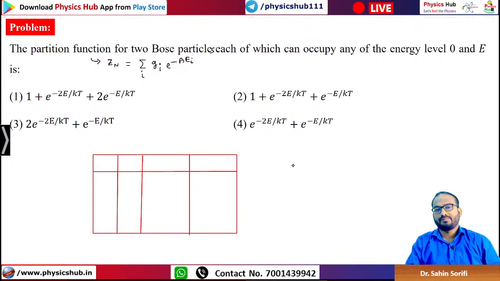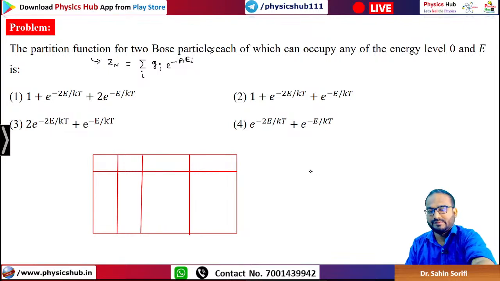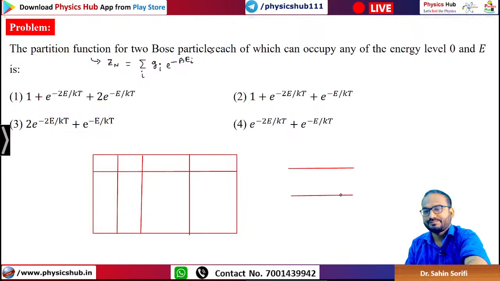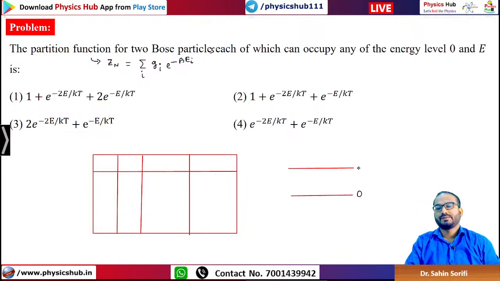So, we have a system which consists of two Bose particles, and there are two energy levels available, 0 and E. Bosons are identical particles. So, let's say 0 and E, and here we will write the total energy, and here we will be writing the degeneracy.